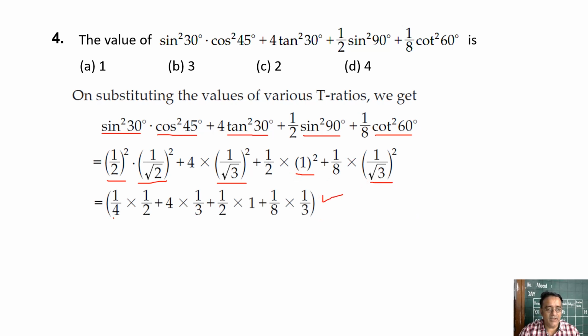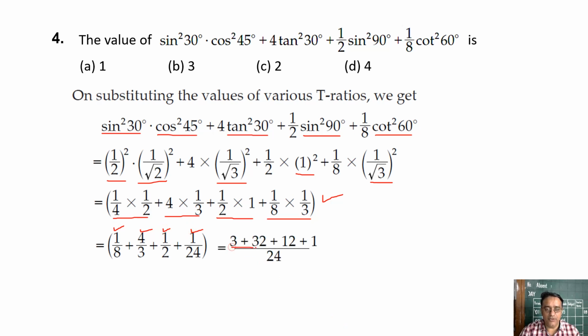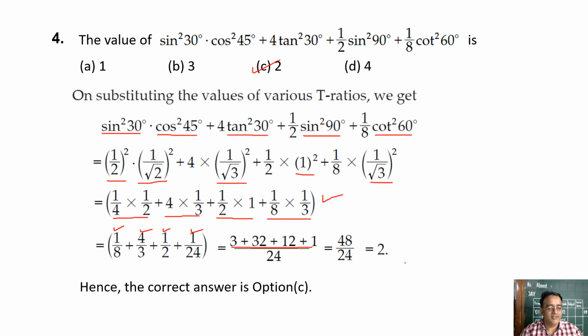Yes, sir. Okay. So this will become 1 upon 8, this will become 4 upon 3, 1 by 2 and 1 by 24. Now the LCM of all the denominators 8, 3, 2, 24 is 24. And we have to multiply with 3 here. 3 into 8, 3 into 2, 12, 12, 1. And if we add all the numerators, we are getting 48. So 48 by 24. Final answer? 2. So which option is the correct one? Option C, right. So this is the fourth question.